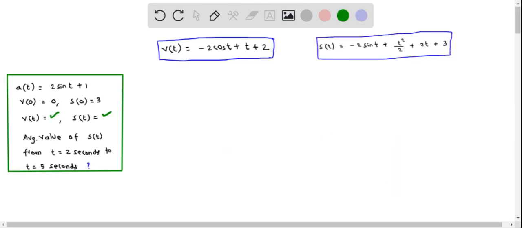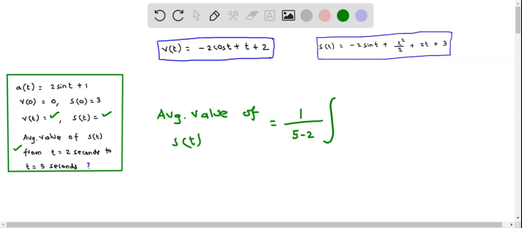We now determine the average value of s of t from t equals 2 seconds to t equals 5 seconds. So we write average value of s of t. This equals, we put 1 over b minus c, that is 5 minus 2, and then integral of s of t dt, and we also put the limits of this integral. Since t equals 2 is the lower limit and t equal to 5 is the upper limit.